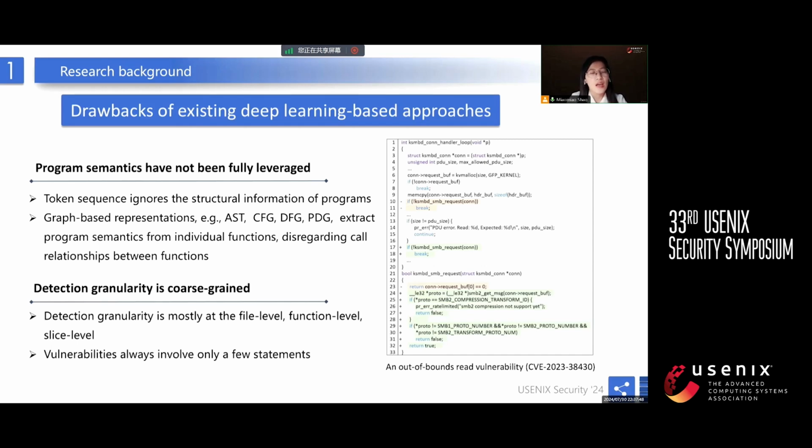On the other hand, the detection granularity is coarse-grained. The granularity of existing deep learning-based approaches is mostly at the function level or slice level. As shown in this figure, we find that the vulnerability involves only a few statements. Thus, it is important to devise a more fine-grained detection approach. Therefore, the aim of our study is to extract more comprehensive and precise semantics and devise a fine-grained detection model.